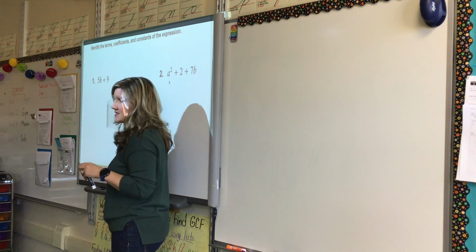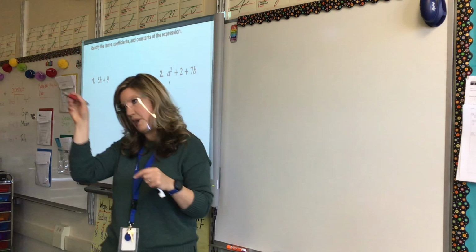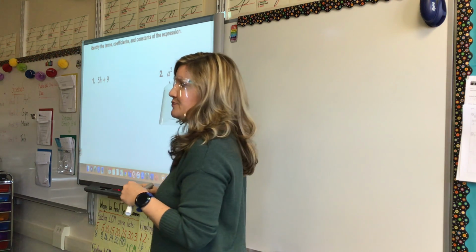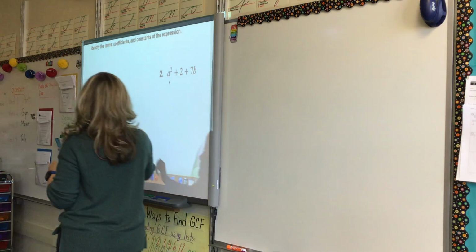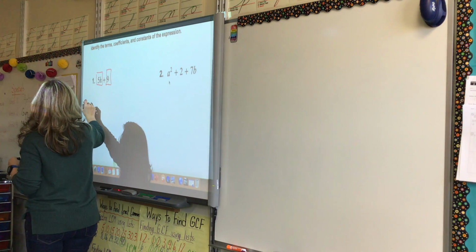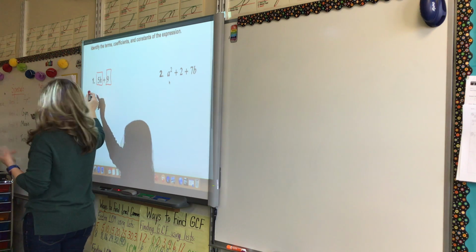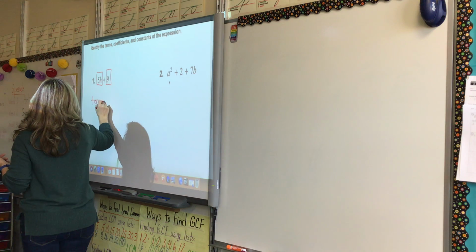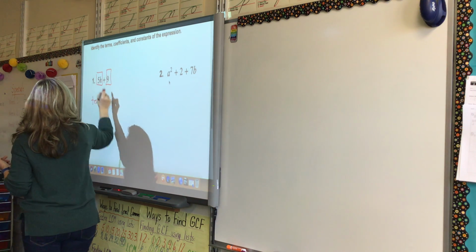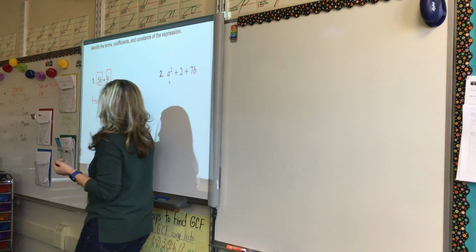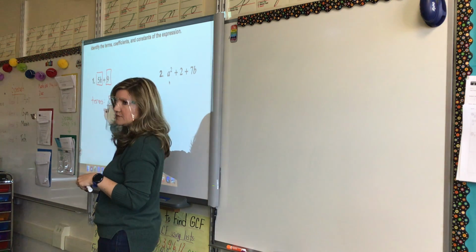Let's go ahead and box up our terms. I'm going to draw a box around them. What are the terms in 5h plus 9? Maya? 5h, good, and 9. Remember, the terms are separated by operations. Could be addition, could be subtraction, multiplication. Okay, so our terms are 5h, comma, 9. We're listing them, and when we make a list, we use commas.